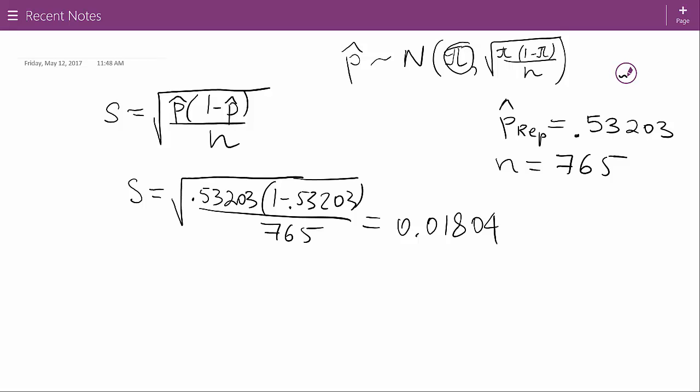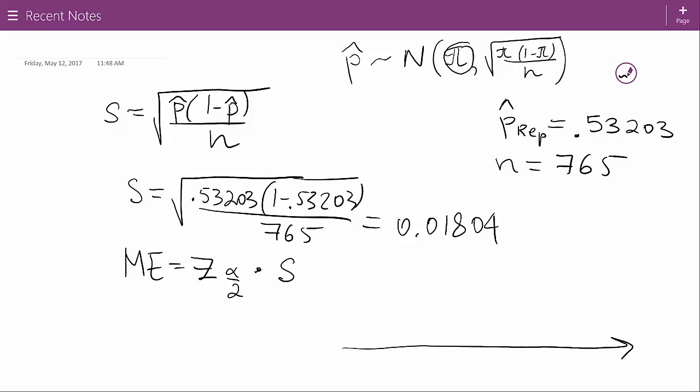Well, what do I do now? I compute the margin of error from S. And remember, the margin of error, ME, is the Z score, not the T value, which gives you alpha by 2 in the right tail, multiplied by my standard deviation from the sample. Let me illustrate that with the chart. Z distribution, standard normal.